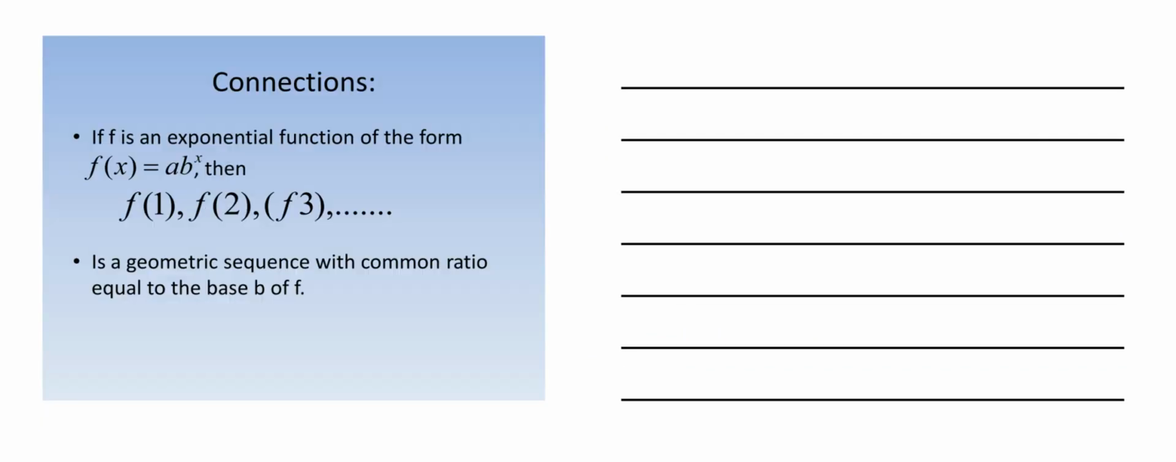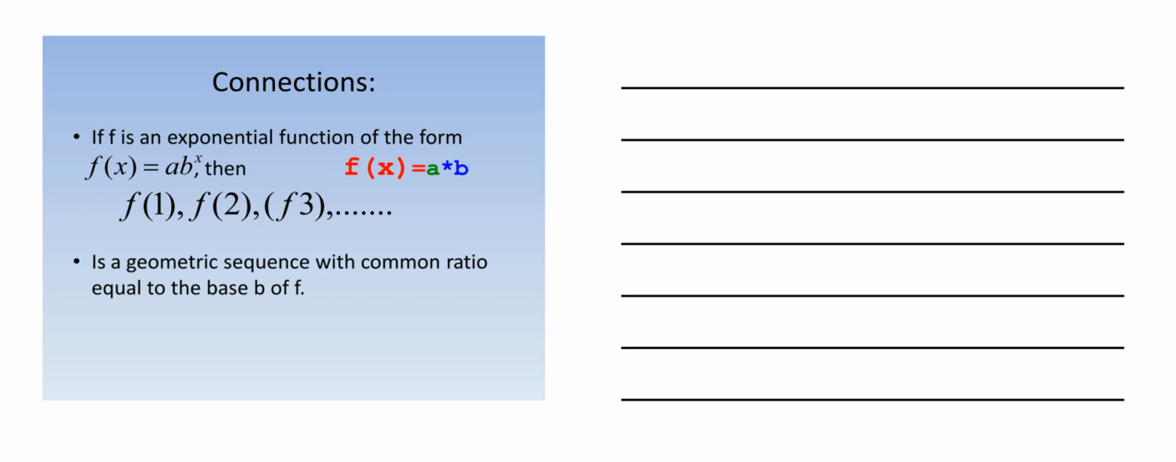So going for the next view, I will just briefly restate our equation, some connections before we do that. If f is an exponential function of the form f of x equals a b to the x, then f1, f2, f3, up to however many cases you want to check, is a geometric sequence with common ratio equal to the base b of x.